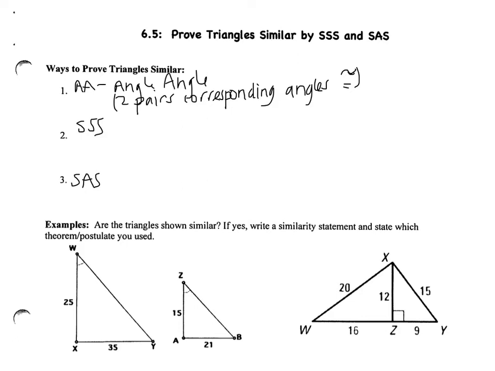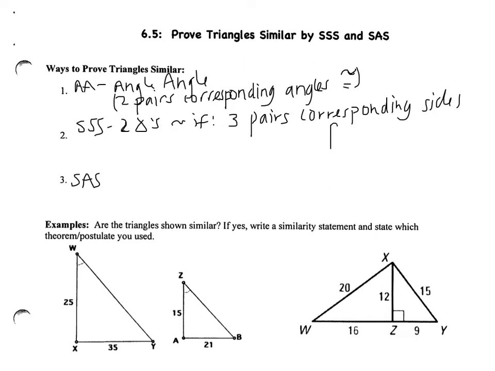Now, SSS says two triangles are similar if three pairs of corresponding sides are proportional. So when proving triangles congruent, SSS meant the three sides had to be congruent. SSS for similarity means that the sides have to be proportional. They have to have the same ratio.